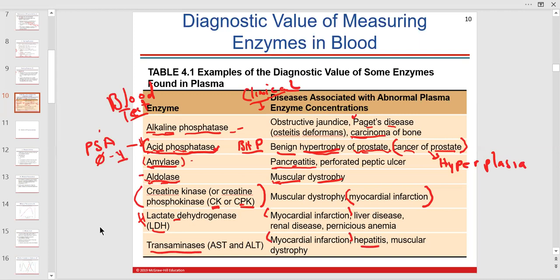Liver makes everything. So hepatitis usually has a massively strange enzyme assay on your blood test. So you see these enzymes like these in myocardial infarction. Let's just talk about this for a second because this is going to be important for the next lecture. Myocardial infarction and some of the enzymes, especially lactate dehydrogenase, and there's another one called troponin. Troponin actually is not an enzyme. It's a protein.